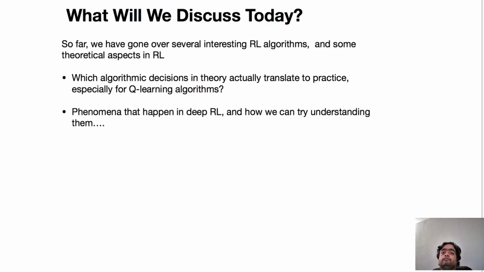We'll also look at what phenomena happen in deep RL and how we can understand them. For instance, when we combine neural networks with reinforcement learning algorithms, do they behave in the same way as, let's say, a linear function approximator, or do we expect them to behave somewhat differently? Those are some of the phenomena we'll also discuss.